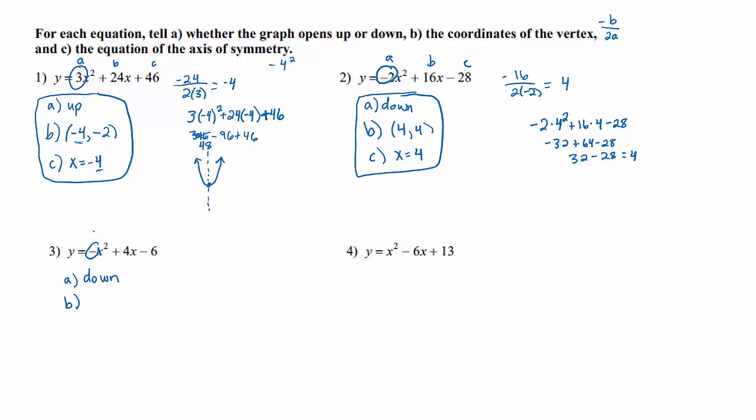Part B, let's see, A is -1, B is 4, C is -6. So we're going to do -b over 2a. So we get -4 over -2, which is +2. That is our x value. And then we plug in 2 to get our y value.